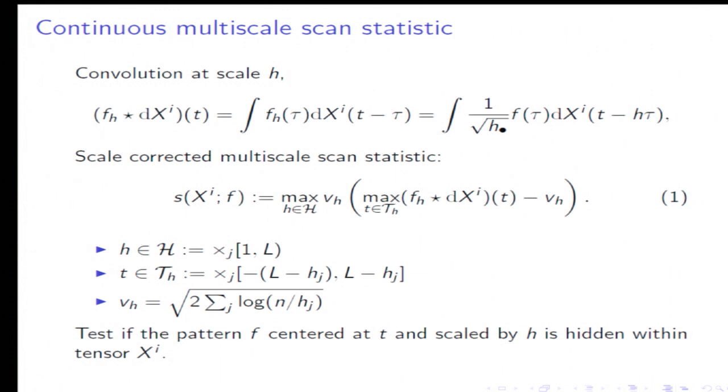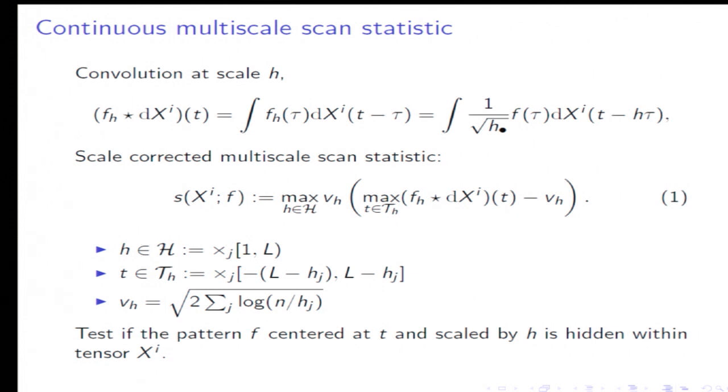So the idea is that we are going to select first a scale parameter, and then we're going to try every location for that pattern at that scale. And then we're going to say, let's convolve the image with that pattern at that scale. Say what's the largest this new field takes. And then we're going to remove some scale correction and multiply by the same scale correction.